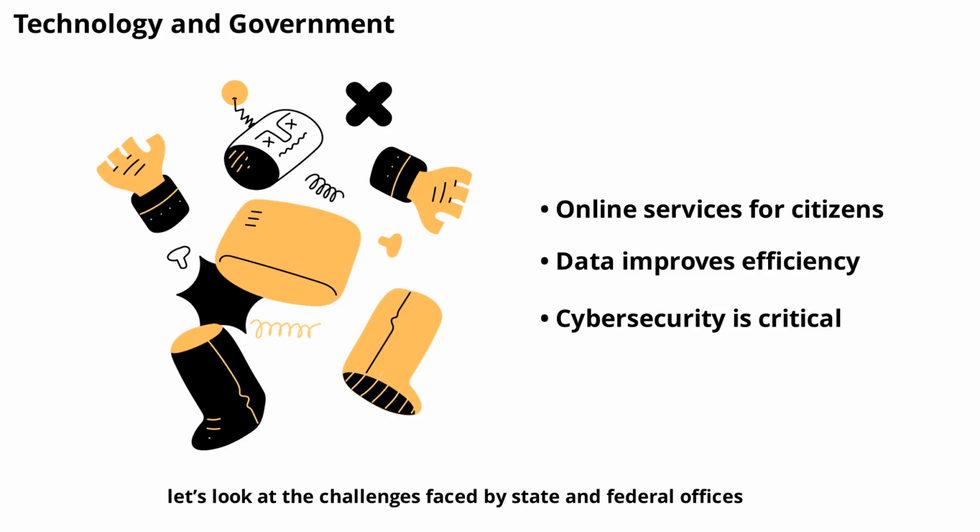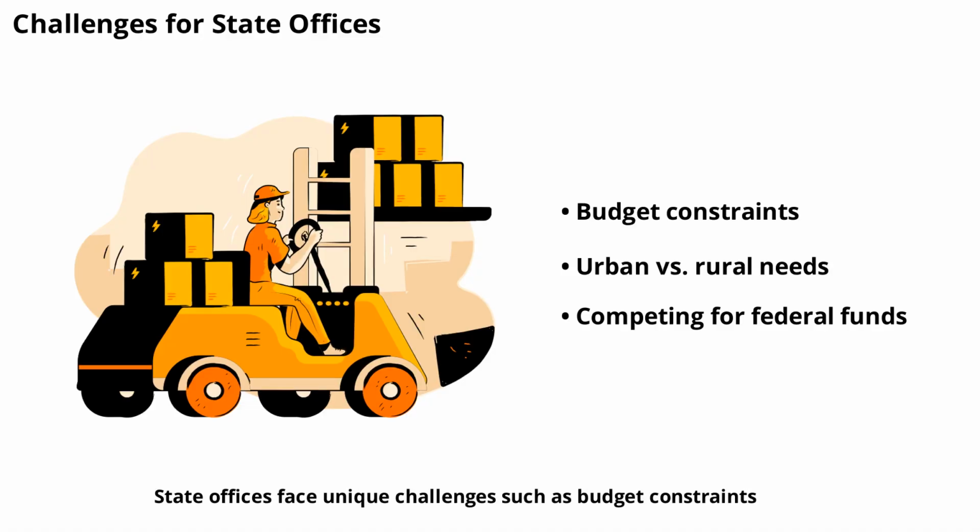Next, let's look at the challenges faced by state and federal offices. State offices face unique challenges, such as budget constraints, changing demographics, and local economic shifts. They must balance the needs of urban and rural areas and respond quickly to local crises. States also compete for federal funding and must comply with national standards. These challenges require flexibility and innovation.